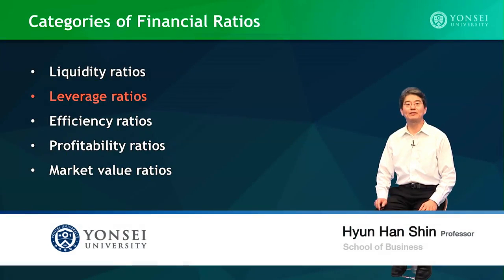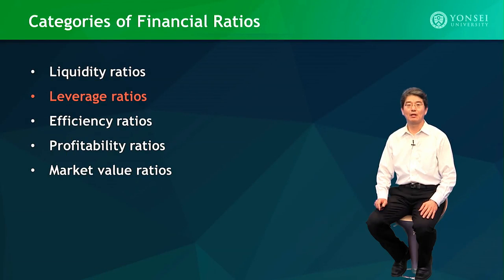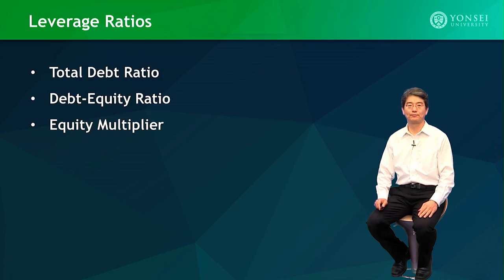As we learned in the previous class, financial ratios are grouped into the following categories: liquidity ratios, leverage ratios, efficiency ratios, profitability ratios, and market value ratios. In this class, we are going to discuss leverage ratios with actual numbers. Leverage ratios, in other words, long-term solvency ratios, measure a firm's ability to pay its long-term debt.